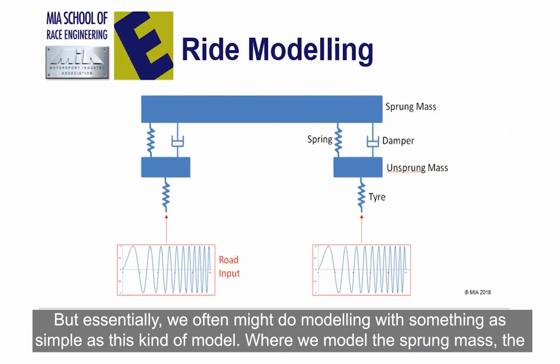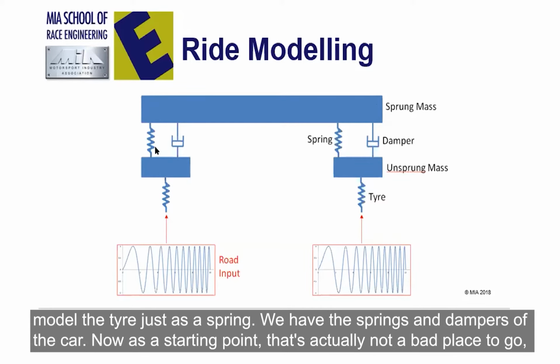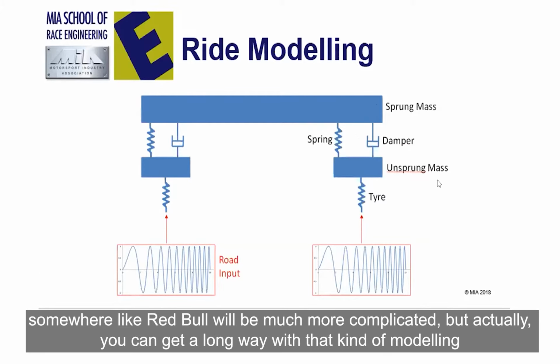But essentially, we often might do modeling with something as simple as this kind of model, where we model the sprung mass, the chassis, and the bodywork as a big lump. We then model the unsprung masses, the uprights and the wheels and tires, and we model the tire just as a spring. And we have the springs and dampers of the car. Now, as a starting point, that's actually not a bad place to go.